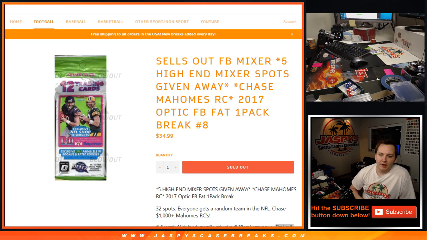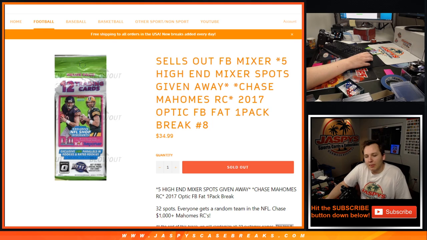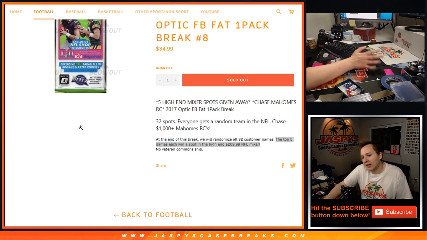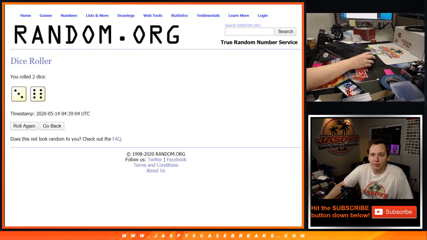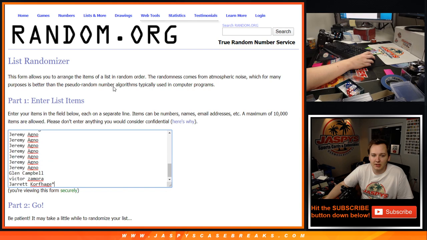This is Optic Fat Pack 1-Pack Break 8. So remember, at the end of this break, totally separate randomizer from this pack break, we'll have a 5-spot giveaway for the football mixer. So stay tuned. So this will only be for the pack break, going 9 times on the list of customer names and NFL teams.